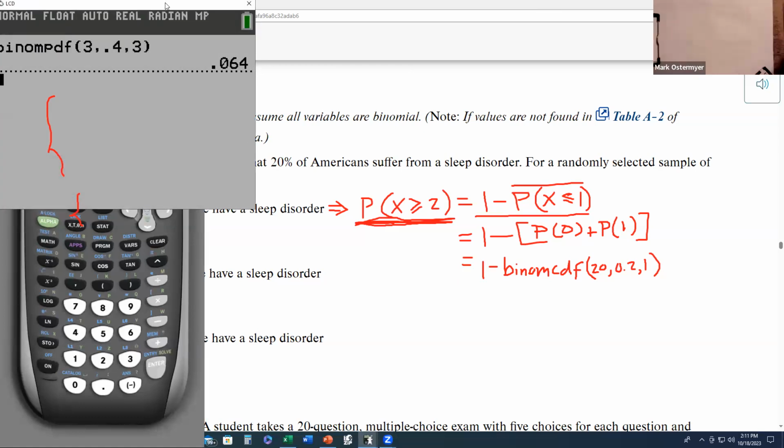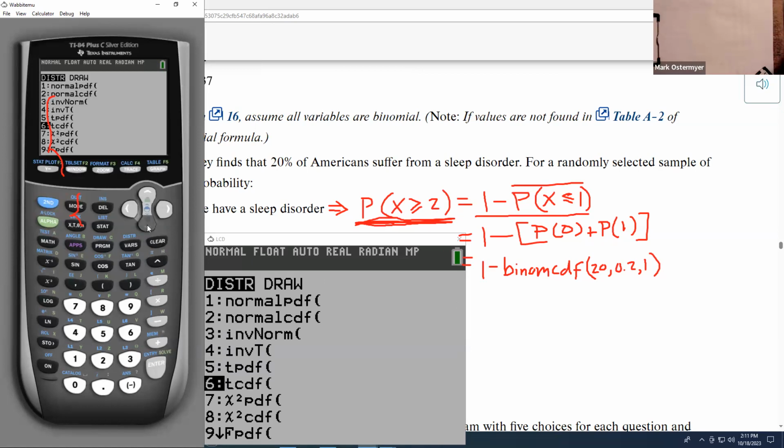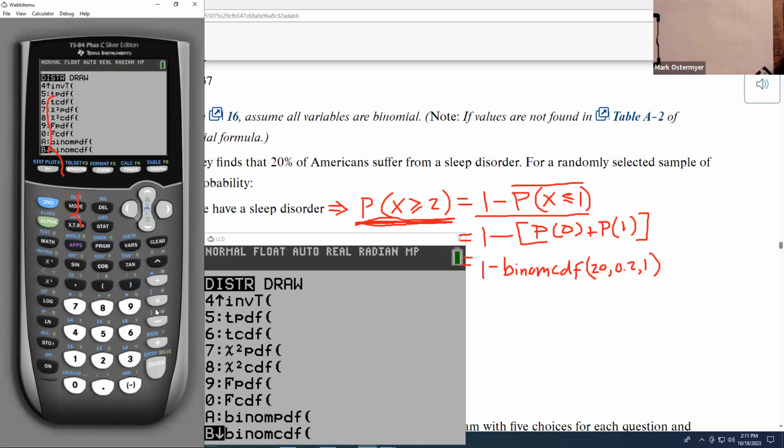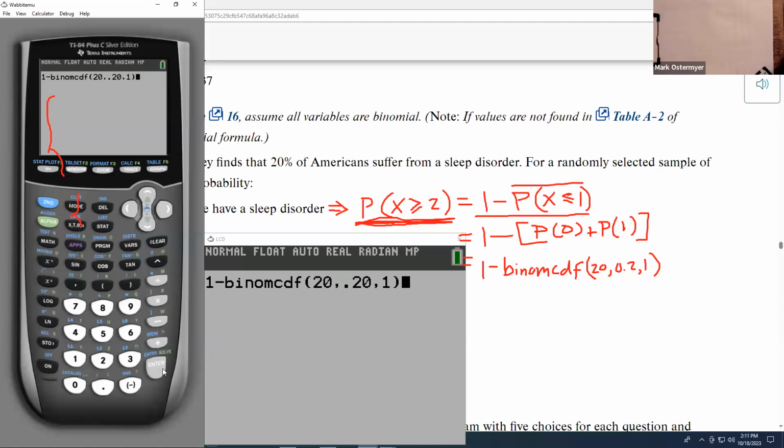I will try to compute this probability. So I got to type in 1 minus first. 1 minus, now I go get the binomial what? CDF function. 20 trials. 0.20 is the probability of a success of selecting somebody that suffers from a sleep disorder. And I'm interested in 1. There you go. Boom. There's your probability.